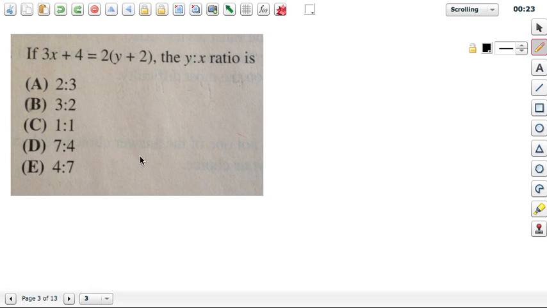Here's the next question. If 3x plus 4 is equal to 2 times y plus 2, what is the ratio of x, y? I hope you got this one. Let's see. So we have 3x plus 4 is equal to 2y plus 4. Once you write it out like this, you can see that the 4's disappear. They're looking for the ratio of y over x.